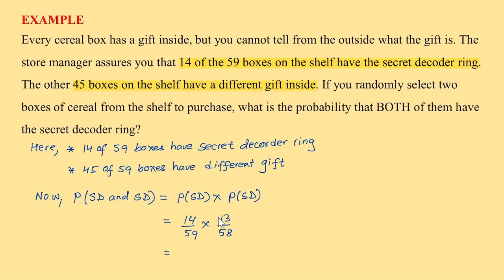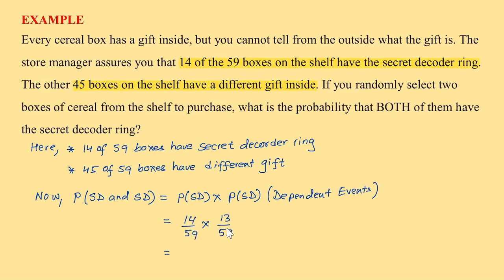Because this is the case of the multiplication rule and this is the dependent case, or dependent events. So because we have dependent events, the total number of boxes on the shelf has changed from 59 to 58. We are looking for the secret decoder ring in the first, which we have 14 in all. Now, once one is pulled, we will have 13 remaining.